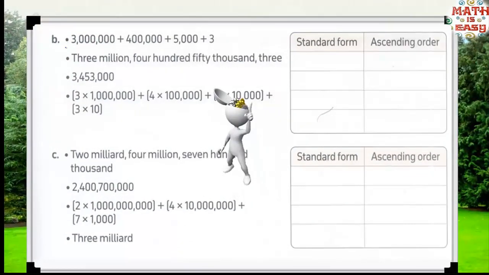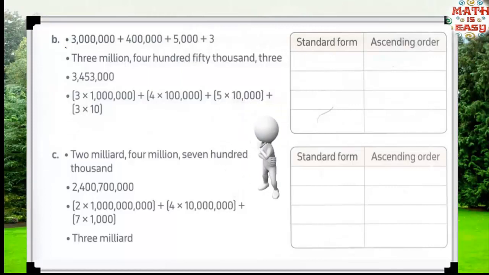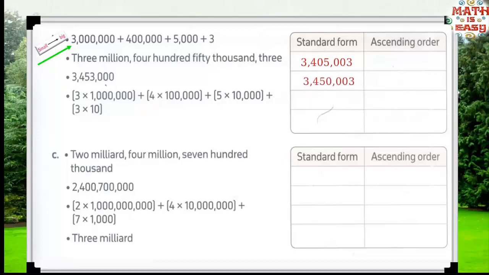Number B, in the same question, we will write the numbers from smallest to biggest. We have 4 numbers here. We should write numbers in standard form first. First number 3,405,000. Next one 3,450,000. And the third number in standard form. After that we have 3,450,030. Make a comparison between all numbers.